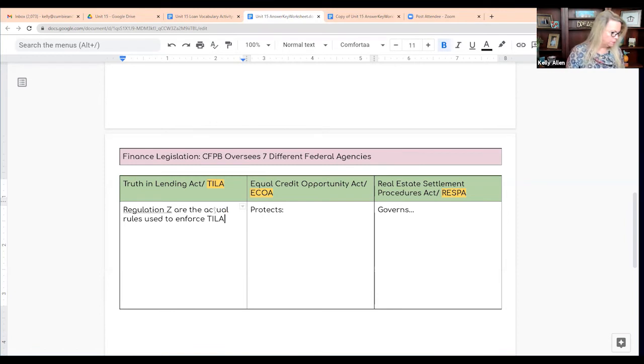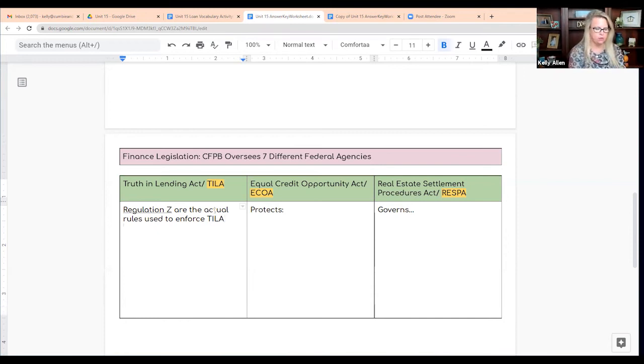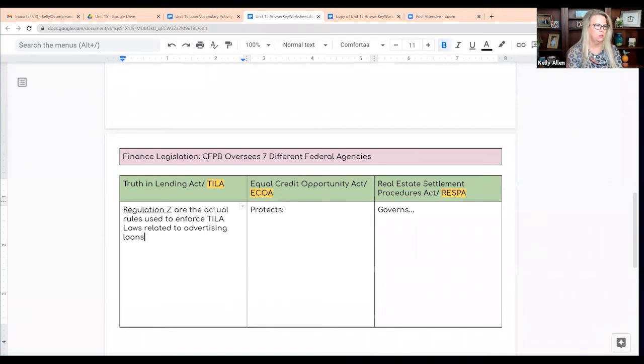Okay, that's good. So what else does it tell us? We have some rules known as Regulation Z. This is governed by the CFPB. Regulation Z here is telling us that there are rules regarding advertising financing. So laws related to advertising loans.